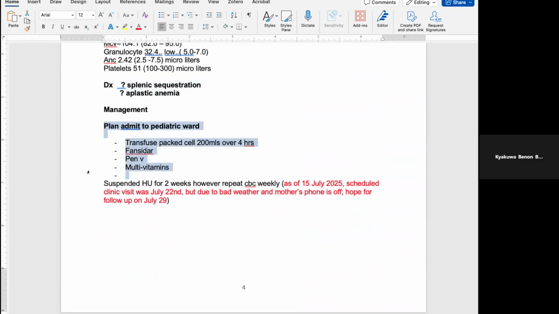We gave packed cells 200 mils. Here we usually give 10 to 15 milligrams per kilogram of packed cells. We encouraged the mother to continue with Fansidar, since the baby had also reported back for drug refill. And then we continued with PNV for pneumococcal prophylaxis and multivitamin. We suspended hydroxyurea due to those complete blood count parameters. Now, the challenge we faced: we couldn't do a renal function test to actually trace ALT and creatinine levels.